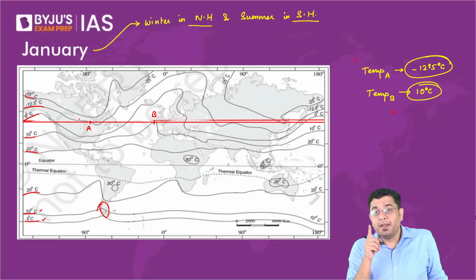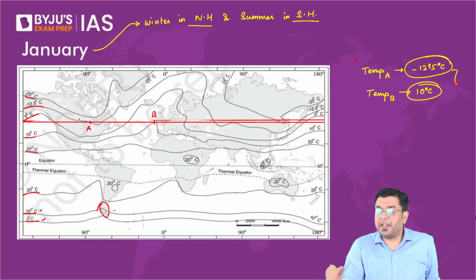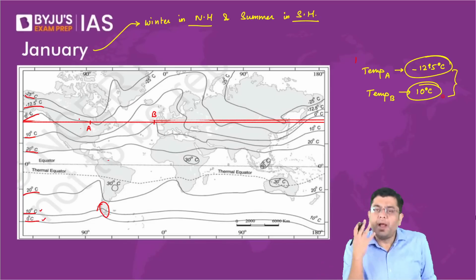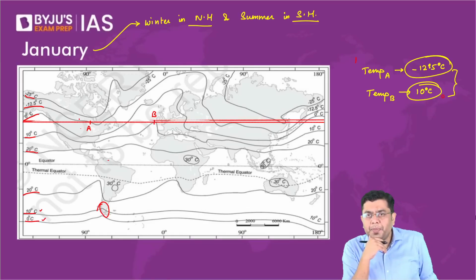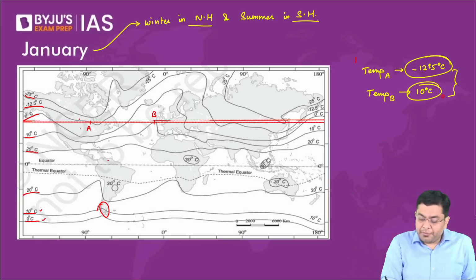Now, A and B are at the same latitude here. But observe the difference in temperature. It is quite significantly large. And which is warmer? The water body is warmer. Why? Because the land has lost heat at a very quick pace. That is why, even if you consider this region, for example, let's consider this region here.